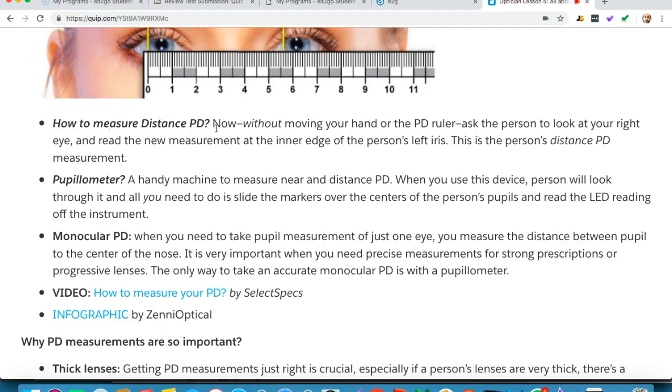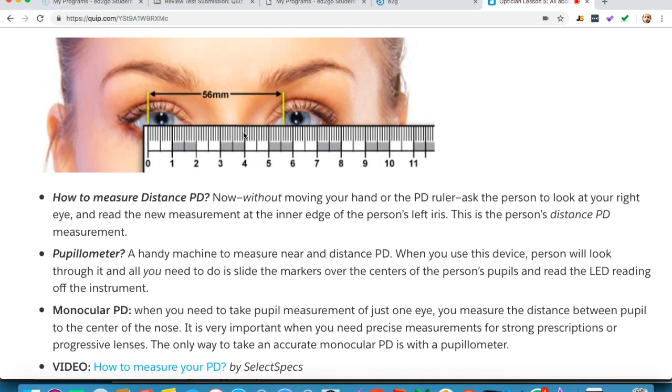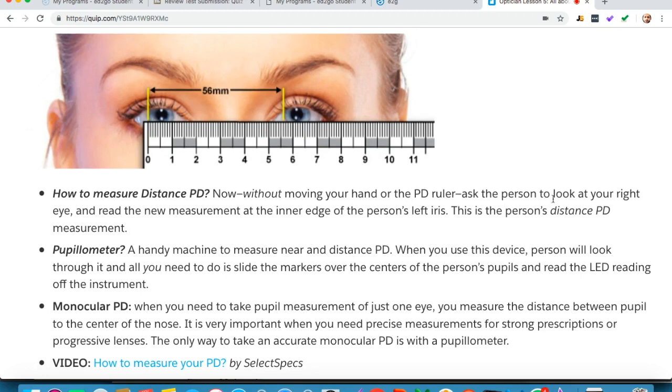How to measure distance PD now, without moving your hand or the PD ruler. Ask the person to look at your right eye and read the new measurement at the inner edge of the left iris. This is the person's distance PD measurement.